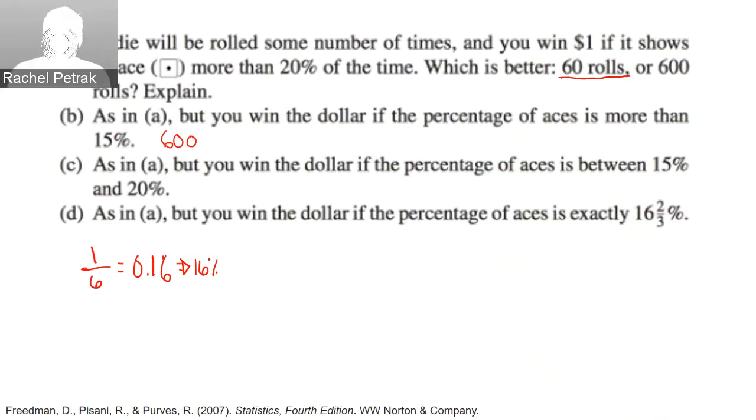Now you win the dollar if the percentage of aces is between 15 and 20%. How are we most likely to achieve that end? Well, about 17%, because again, this is a slight underrepresentation. It would be technically about 17% or 16 and 2/3. Okay, so the exact percentage is 16 and 2/3.